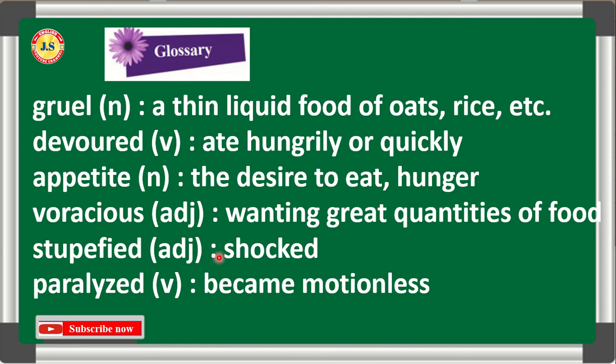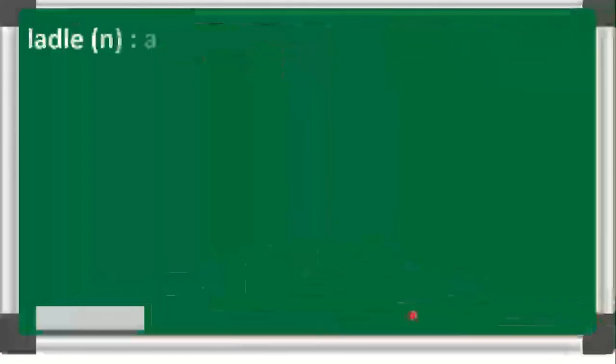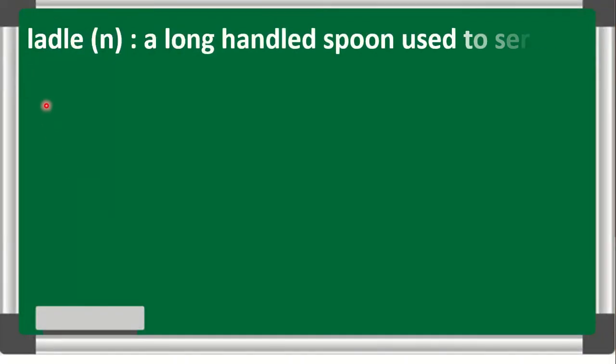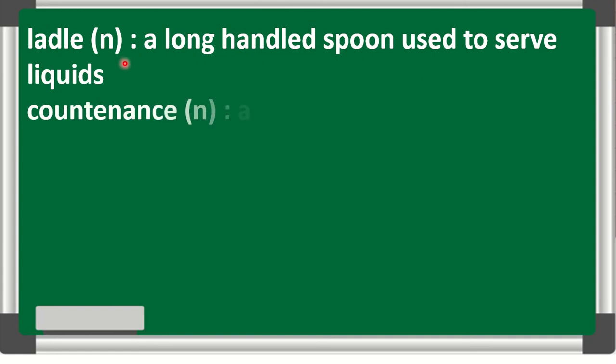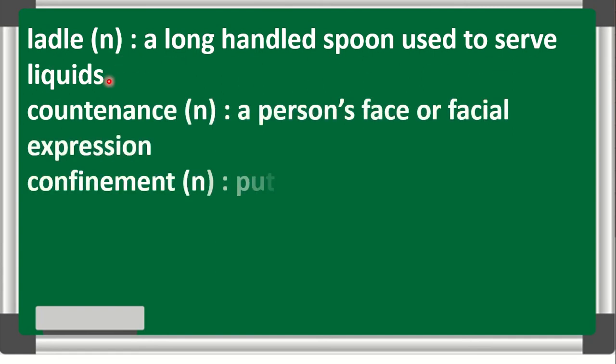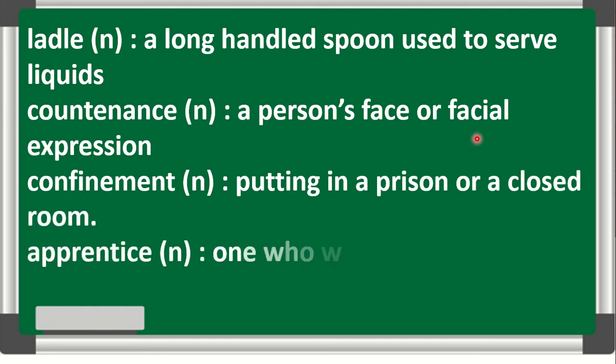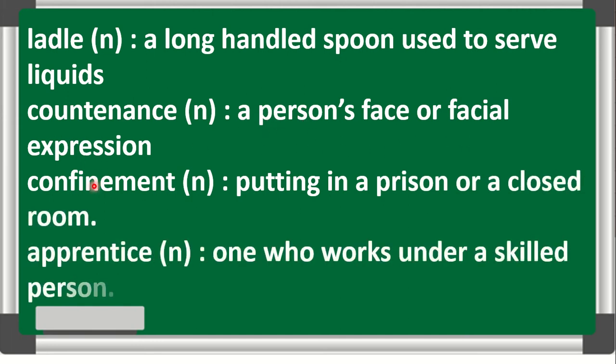Stupefied, it is an adjective, which means shocked. Paralyzed, it is a verb, which means became motionless. Ladle, it is a noun, which means a long-handled spoon used to serve liquids. Countenance, it is a noun, which means a person's face or facial expression.